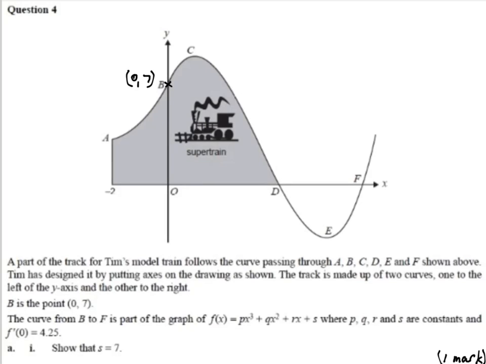Well, hi guys. Now I'm going to do for you question 4 of the Maths Methods CAS Exam 2 from 2006. Now this is the first year that the CAS curriculum became mainstream, and this is a question about a train, a super train, and it's a super rotten question.